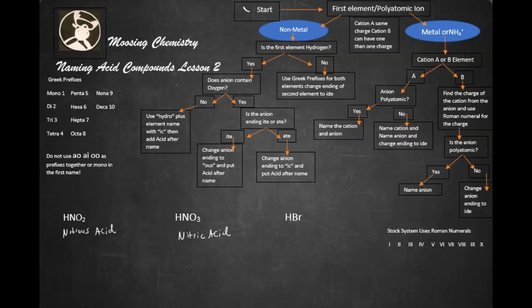All right, so let's go ahead and start this again here. So start off and start here. Is the first element a nonmetal? Again, hydrogen definitely is a nonmetal. It's the first element, hydrogen. Oh, yes, it is. Okay. Does the anion contain oxygen? That's this character right here. I don't see any oxygen in it, so you just put no. Then it says use hydro plus element name with IC and then add acid after name. So this would be hydrobromic acid.